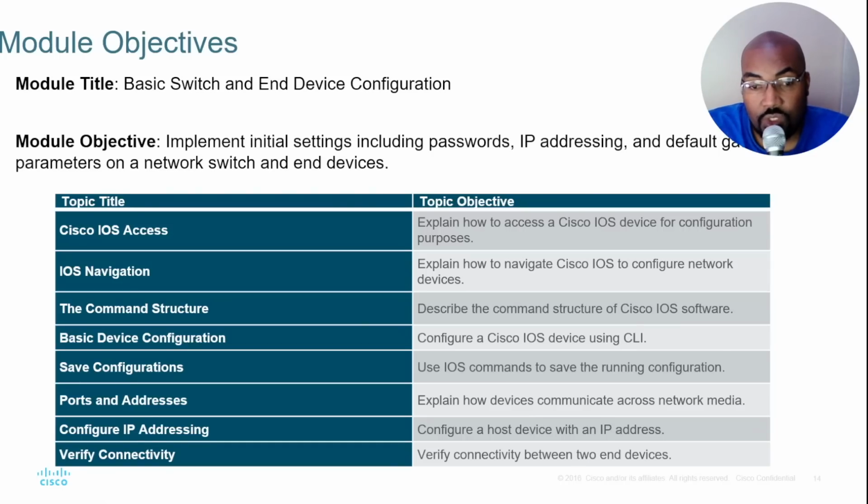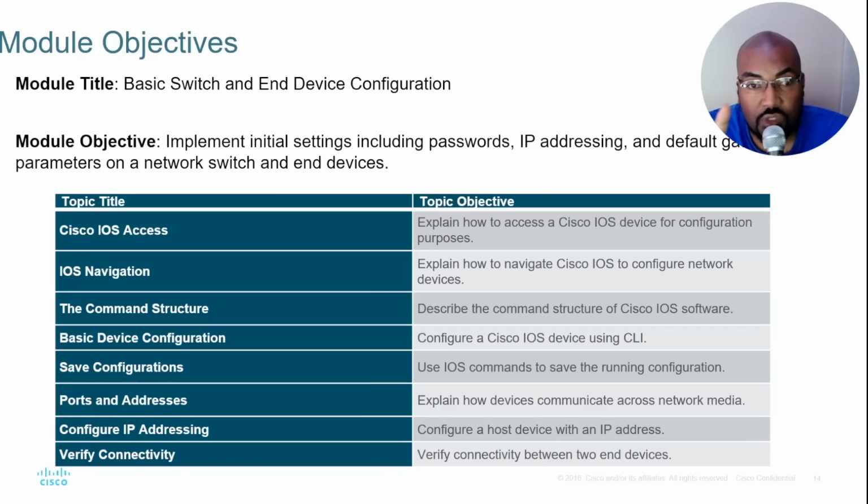I am going to show you the difference and show you what command line is. It is a different type of a language that's proprietary to Cisco. Pretty cool. We're going to use iOS commands to save the running configuration. We're going to explain how devices communicate across the network. And we're going to configure host devices with an IP address, Internet Protocol IP address. And then we're going to verify connectivity between two end devices.